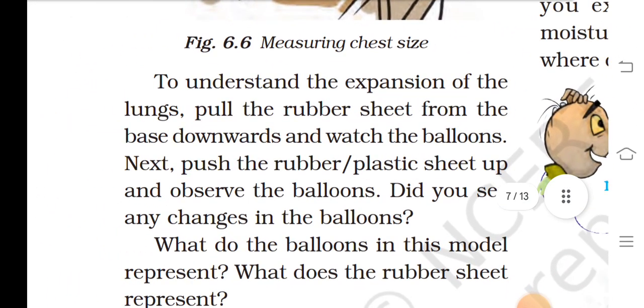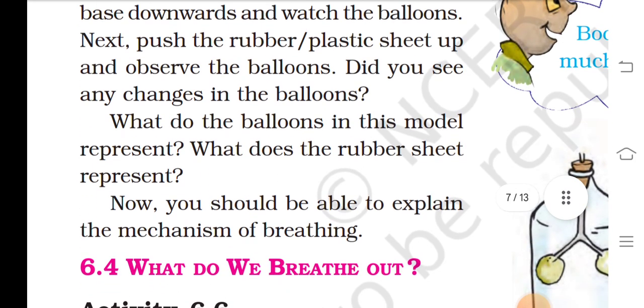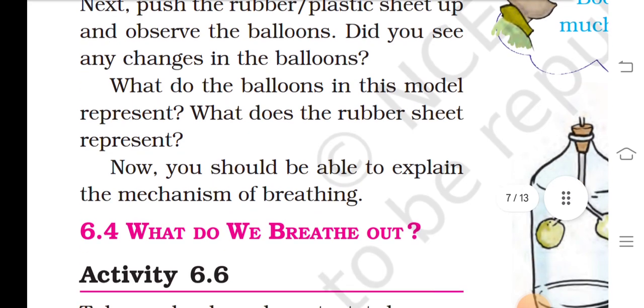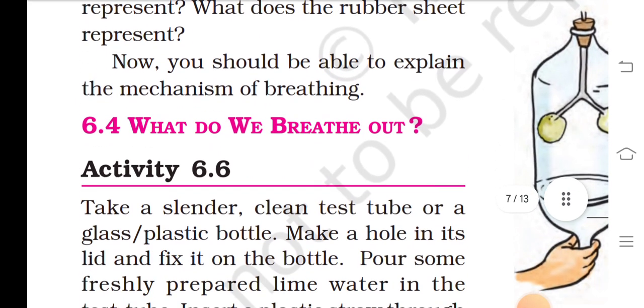To understand the expansion of the lungs, pull the rubber sheet from the base downwards and watch the balloons. Next, push the rubber sheet up and observe the balloons. Did you see any changes in the balloons? What do the balloons in the model represent? What does the rubber sheet represent? Now you should be able to explain the mechanism of breathing.